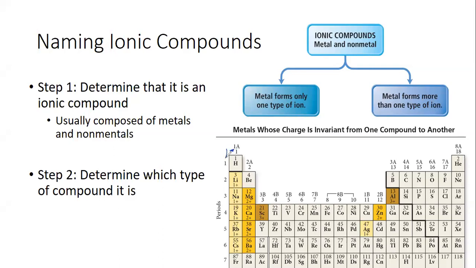So all metals in our group 1 here will always have a +1 charge. Group 2 metals, +2. Sc will always be +3. Silver, +1. Zinc, +2. Aluminum, +3. Those are the metals that will always have those charges. All other metals, the charges can be variable.